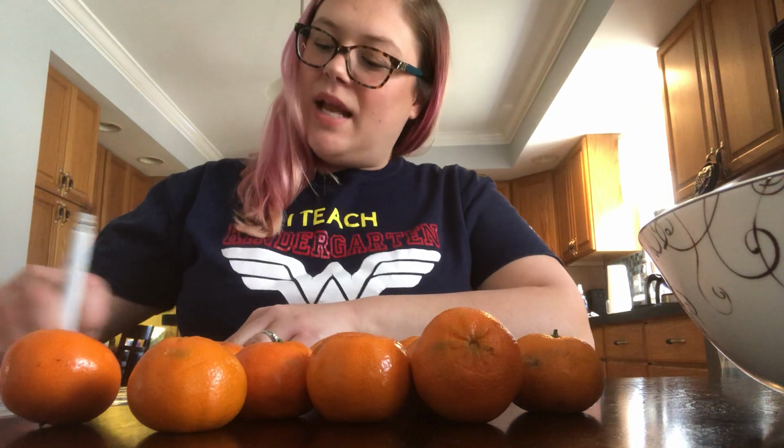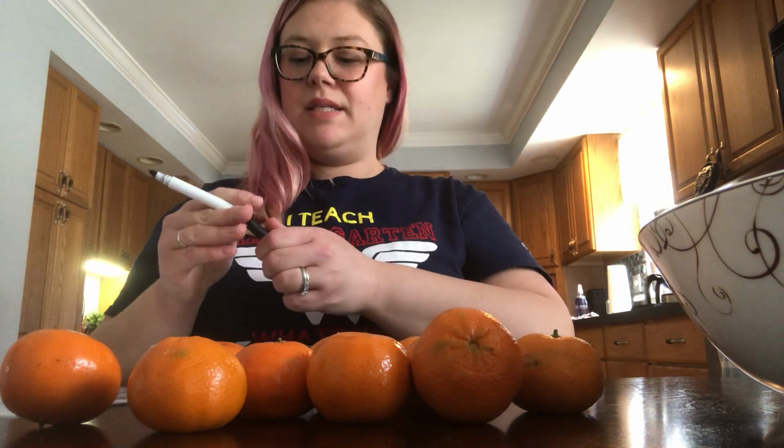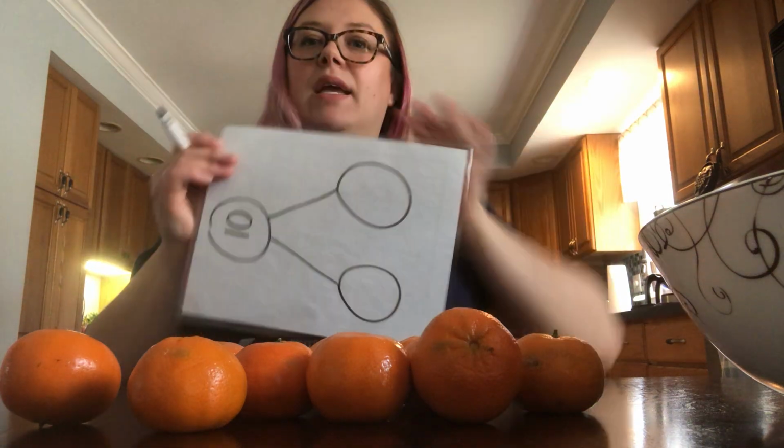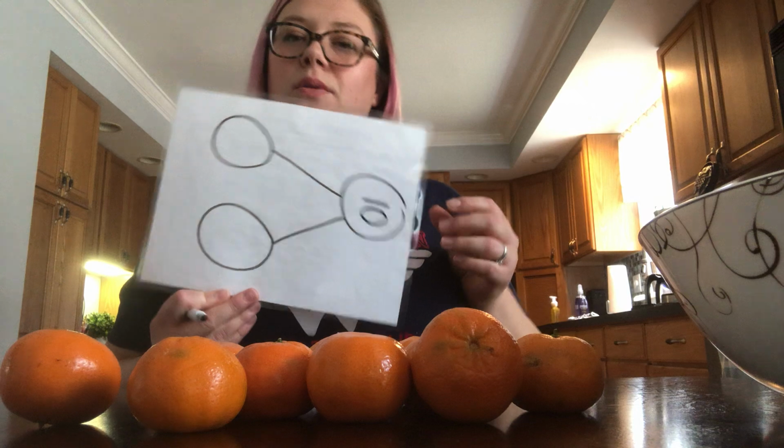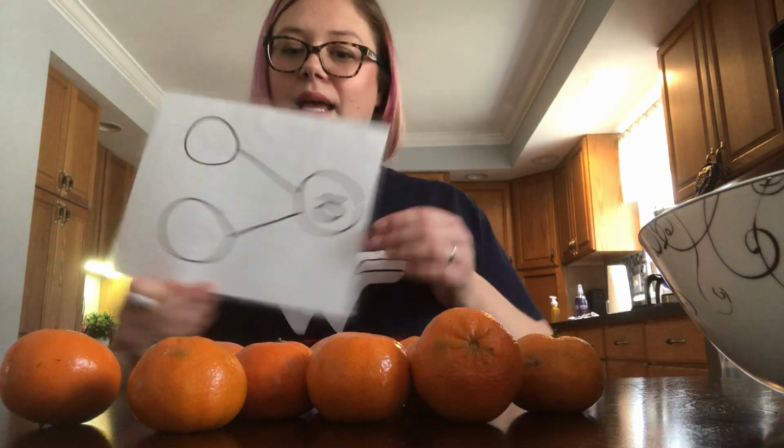My clementines are teddy bears. There's still 10. I'm going to count them quick for you. 1, 2, 3, 4, 5, 6, 7, 8, 9, 10. But this time, I'm going to hide a different part of the 10. So there's still 10. Or I can hold it this way. There's still 10. And I'm going to hide some.